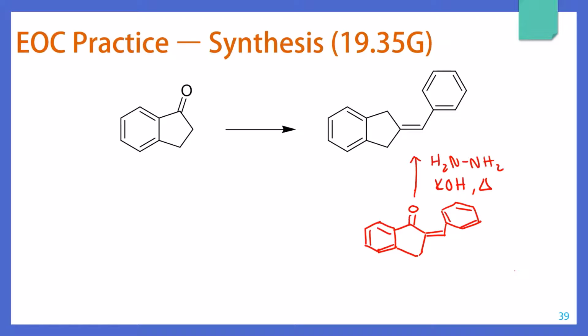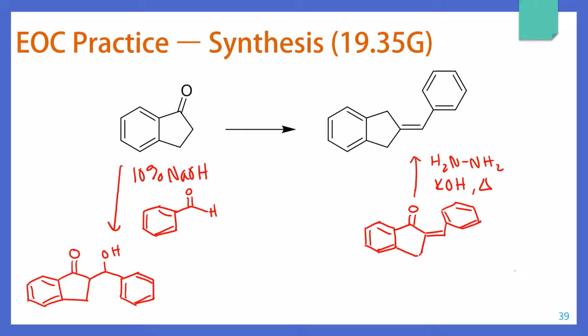So in order to get to there, we would have had to react with benzaldehyde. So let's go through stepwise and do an addition and then a condensation. So if we add in benzaldehyde and 10% sodium hydroxide, we would end up with our beta hydroxy carbonyl, which is our aldol addition product. And then by adding in acid and heat, we can get to our condensation product. And then through Wolff-Kishner, we can get rid of our carbonyl to get our final product.